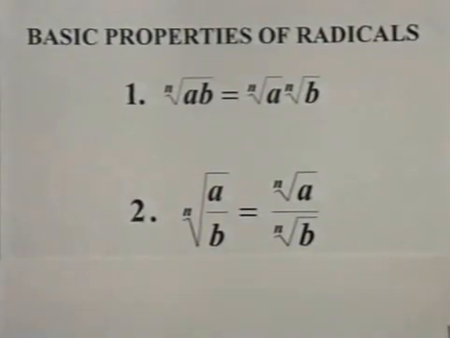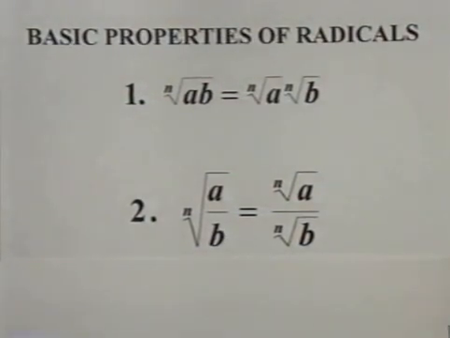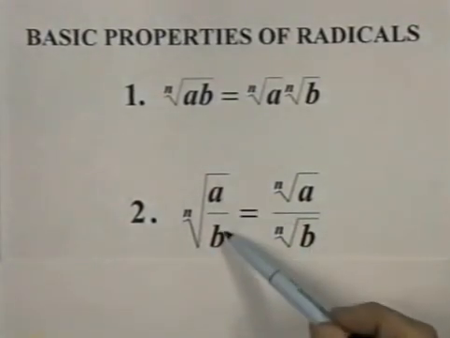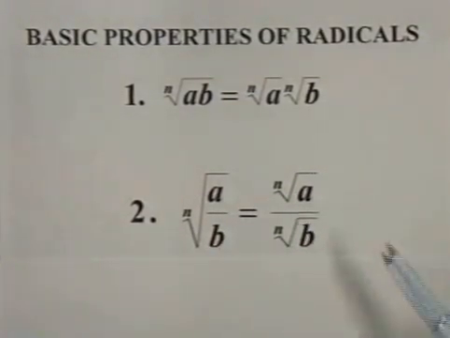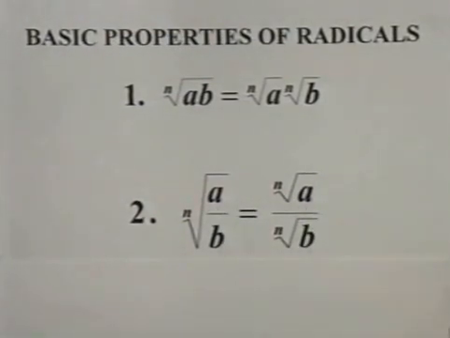And a similar property of radicals, and the last one really that we need for this, is the nth root of A over B is equal to the nth root of A over the nth root of B. Or again said in other words, the nth root of a fraction is the fraction formed by the nth roots. Or some people like to say it, the nth root of a quotient is the quotient of the nth roots.